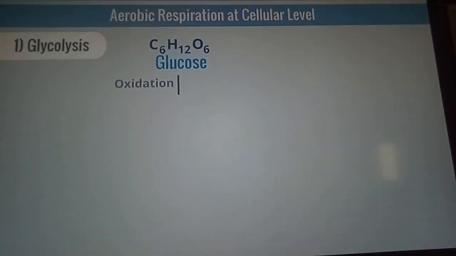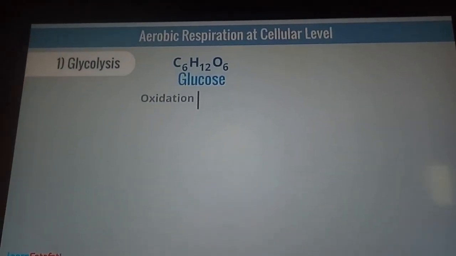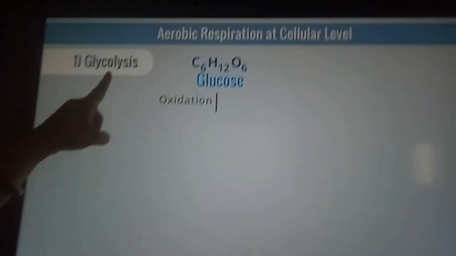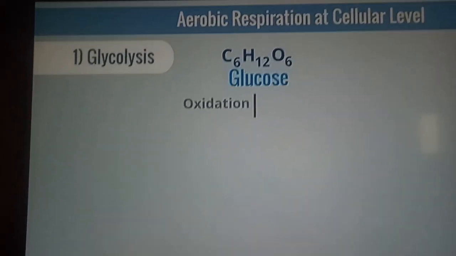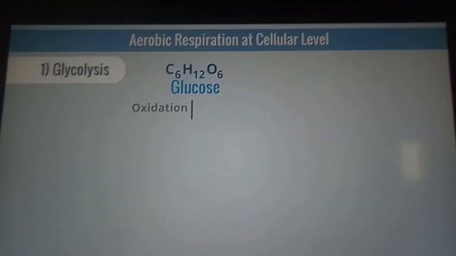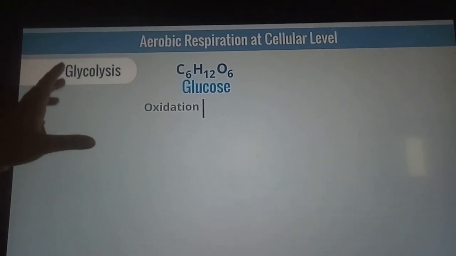Now let us see what happens exactly in aerobic respiration at the cellular level. This aerobic respiration takes place in 3 steps. The first step is called glycolysis. This reaction takes place in the cytoplasm.